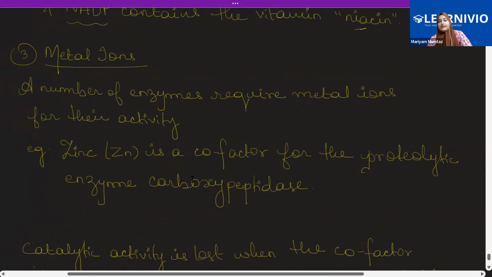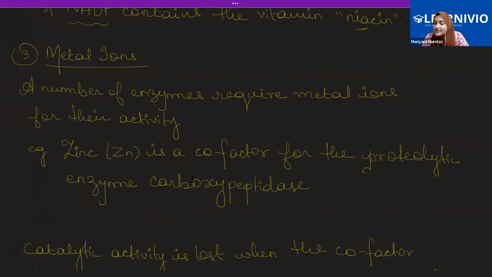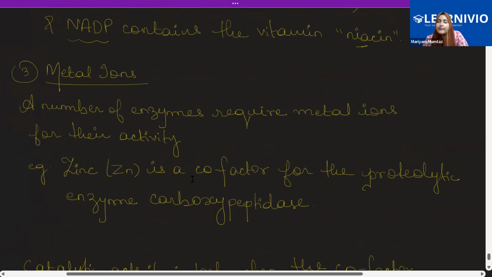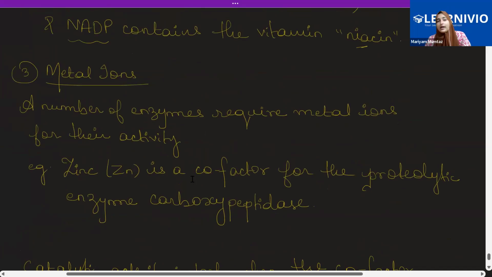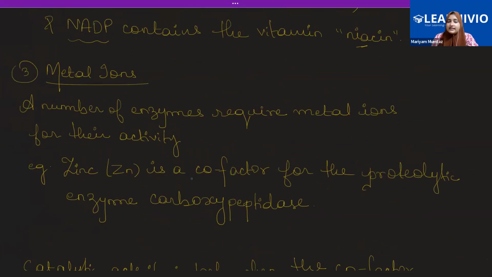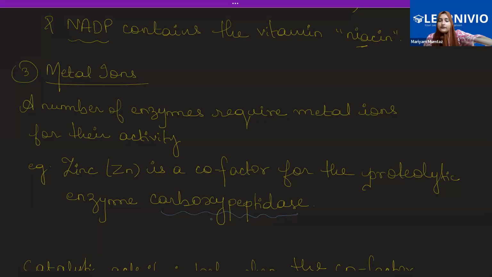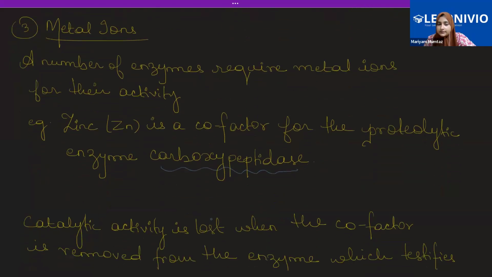Lastly, you have the metal ion. These are not organic, they are inorganic substances that enhance the rate of chemical reaction. Many enzymes require metal ions to work. For example, the enzyme carboxypeptidase works with zinc. When you apply carboxypeptidase in a reaction and add zinc, the reaction will go very quickly and form the product.